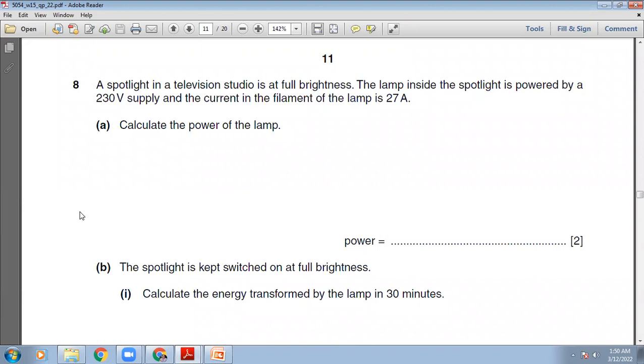A spotlight in a television studio is at full brightness. The lamp inside the spotlight is powered by a 230-volt supply and the current in the filament of the lamp is 27 amperes. Calculate the power of the lamp.